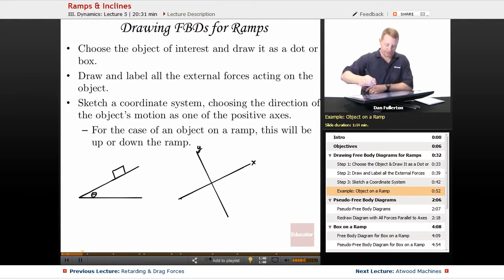We'll draw a dot for our object. We'll have our normal force perpendicular to the plane of the ramp. We will have our frictional force. In this case, assuming it's sliding down the ramp, we'll oppose that. So we'll call that our frictional force. There's our normal force. And weight straight down. And that would be our free body diagram.